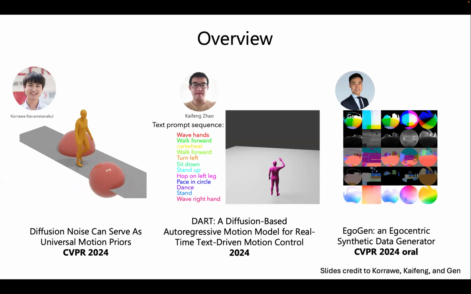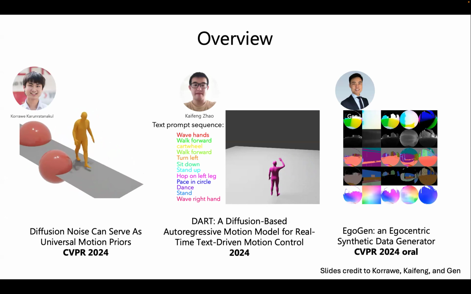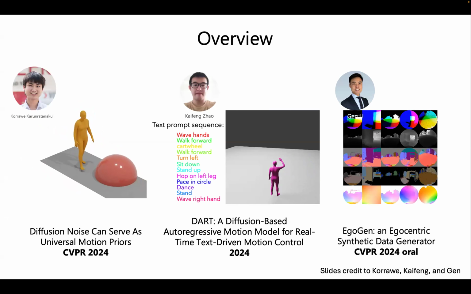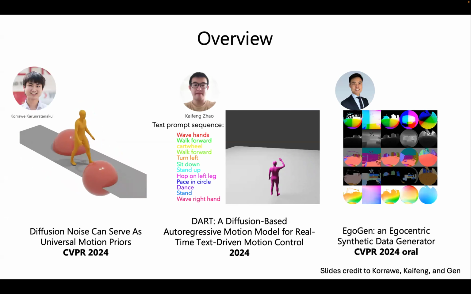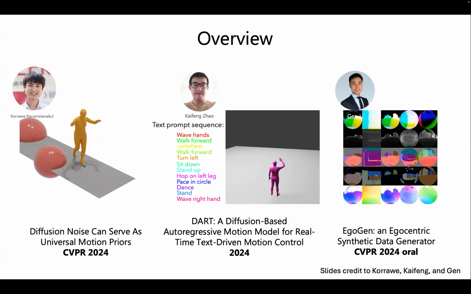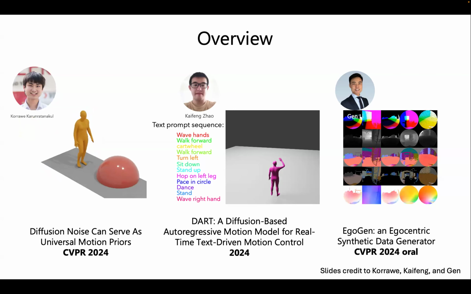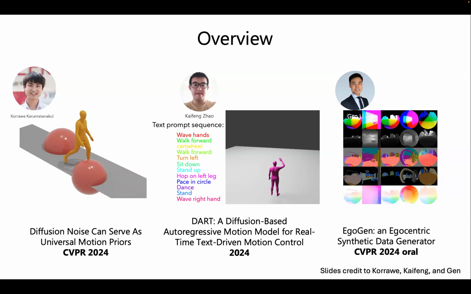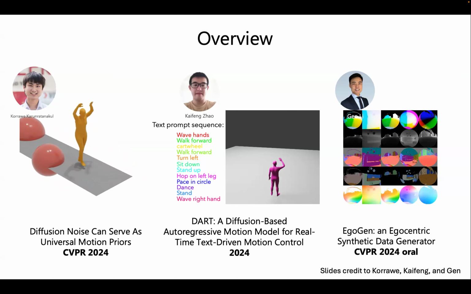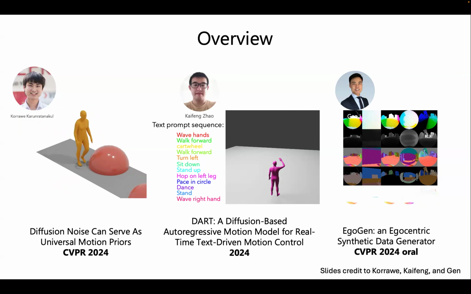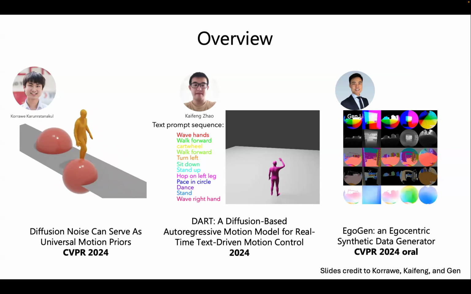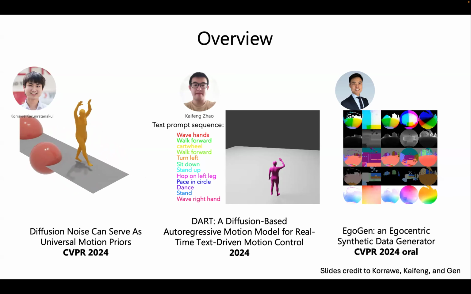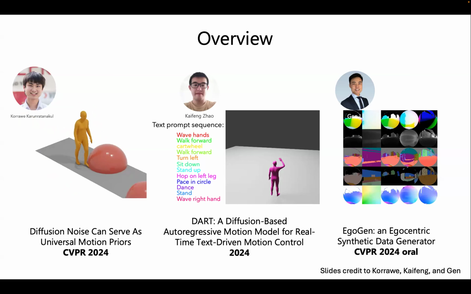The second work is called DART. It's a very new work. We haven't put it online yet, but we will put it soon. But we finished this project. It's a diffusion-based autoregressive motion model for real-time text-driven motion control. So here, the goal is really to have a real-time or online motion generation model that can be controlled by text. And the last one is EgoGen.